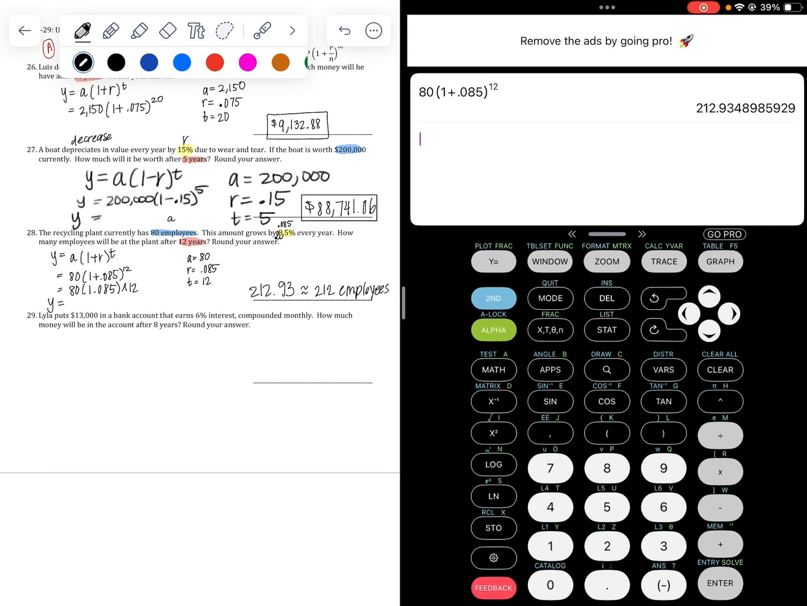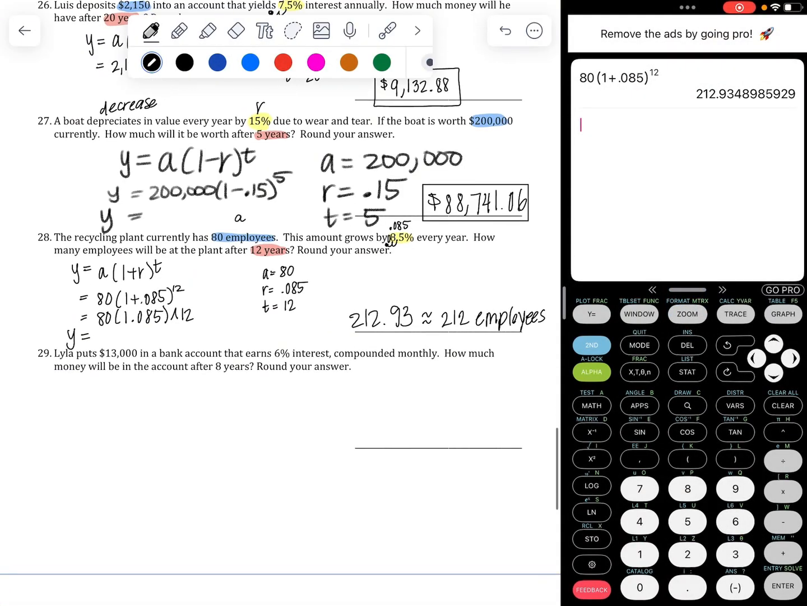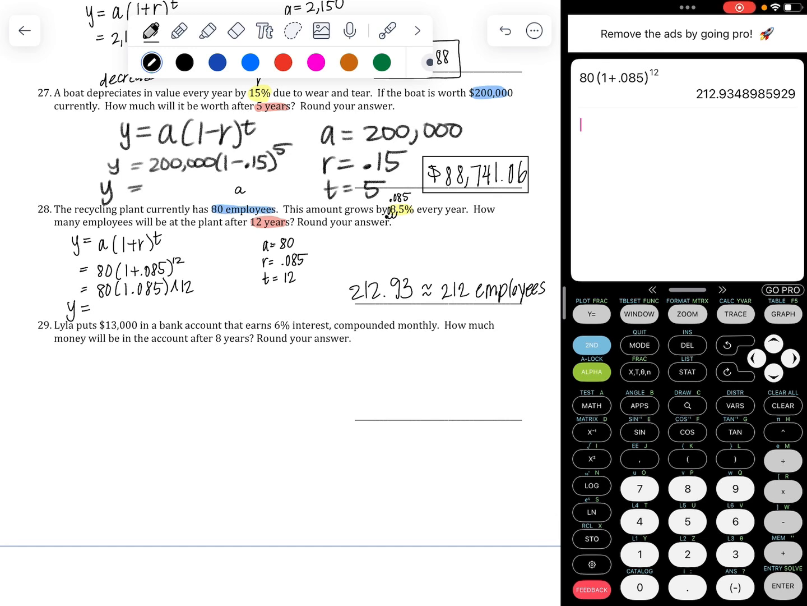All right, let's go ahead and do number 29 together. Lila puts $13,000 in a bank account, so let's highlight that real quick. So 13,000 initially, and earned 6% interest. That is our rate, and we can write that as a decimal. Move it to the left 2 times. Here we go. 0.06, and it's compounded monthly.